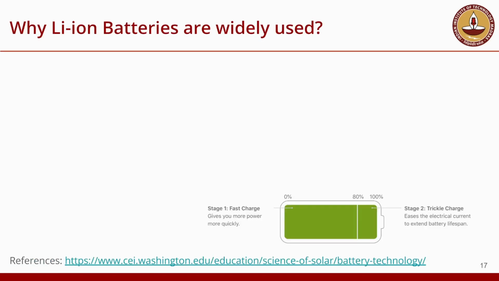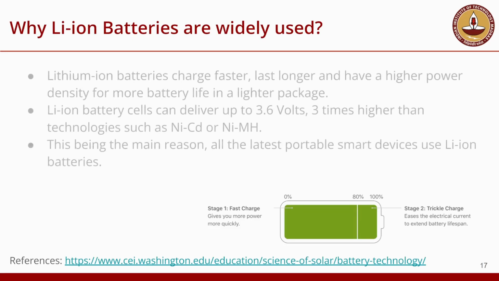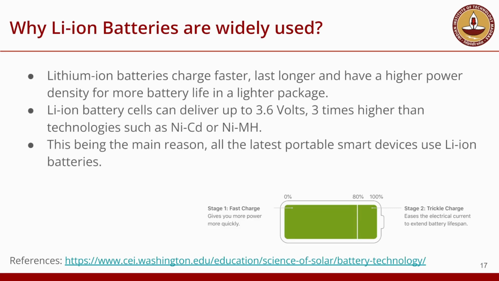Why are lithium-ion batteries widely used? Compared with traditional battery technologies, lithium-ion batteries charge faster, last longer, have a higher power density and more battery life, and come in a lighter package. Lithium-ion batteries can deliver up to 3.6 volts, 3 times higher than technologies such as nickel cadmium and nickel metal hydride. This being the main reason, all the latest portable smart devices use lithium-ion batteries.